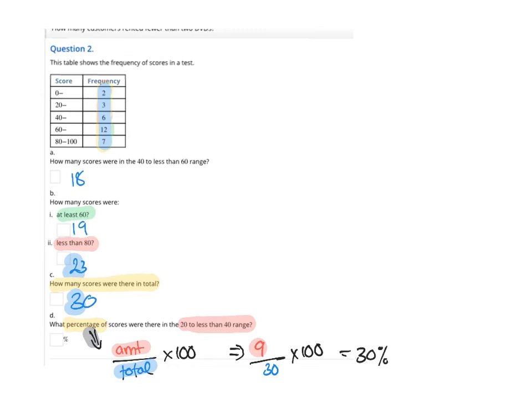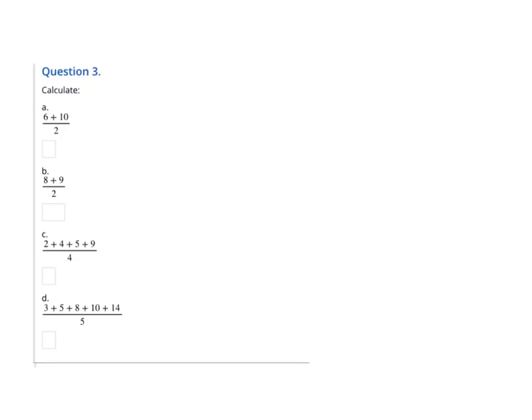All right. Okay, so can you see that? Every time they say percentage, write that little formula here, and then you'll be fine. Let's go on to the next one.